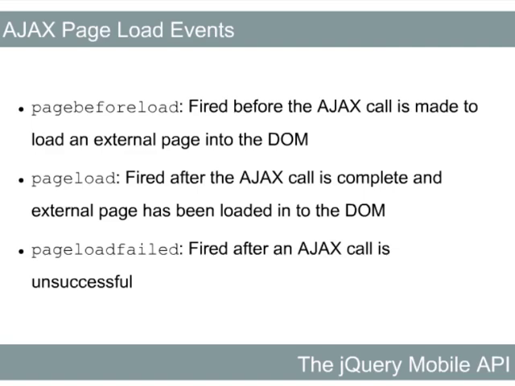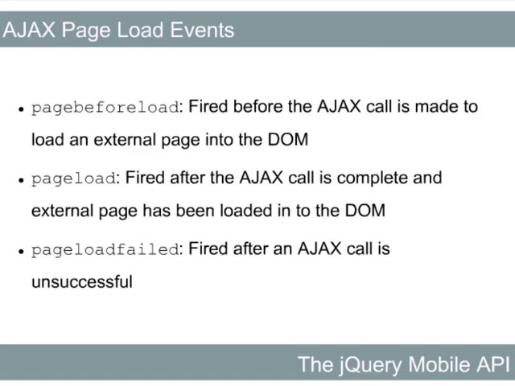In addition to that, if jQuery Mobile is loading in a page through AJAX, so if you remember, if you have an external page, jQuery Mobile will fetch it through AJAX, add it to the DOM, and then transition to it. Before it does that, jQuery Mobile will fire off a page before load event. So this is before the AJAX event is actually fired off.